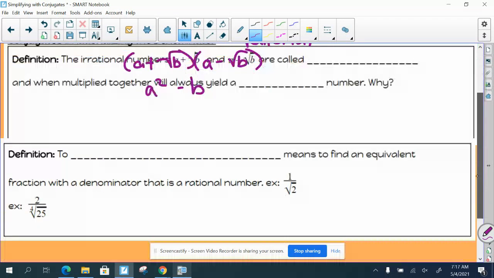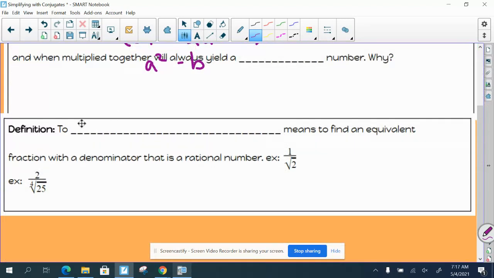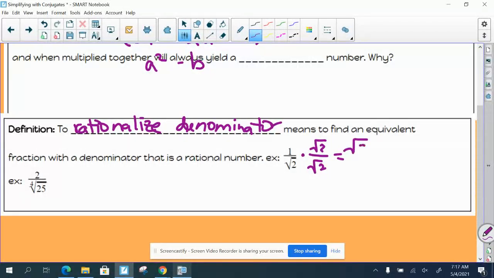When we were working with special right triangles, is to rationalize the denominator. So to rationalize the denominator means to find an equivalent fraction with the denominator that is a rational number. So if I have 1 over the square root of 2, I can multiply the numerator and denominator by the square root of 2, because whatever you do to the numerator, you have to do to the denominator. So this would turn into the square root of 2 divided by 2.